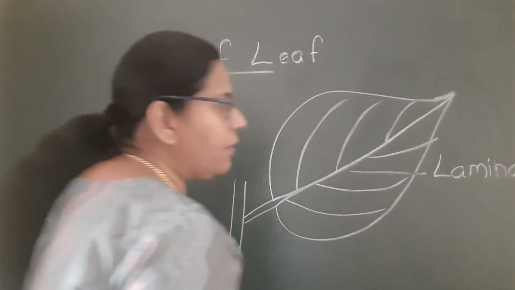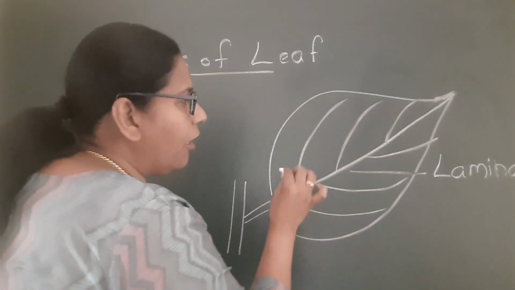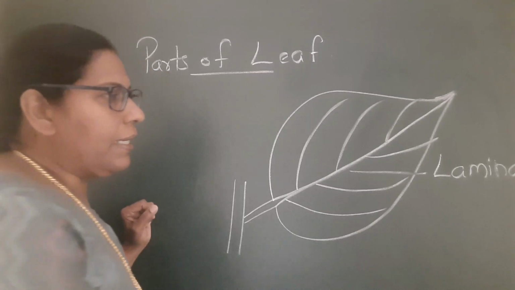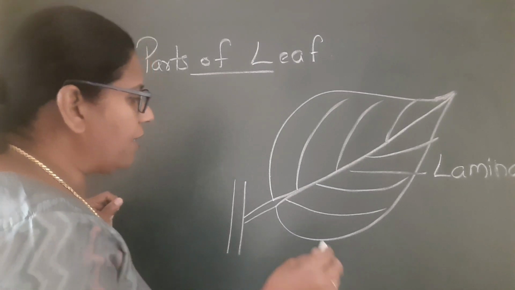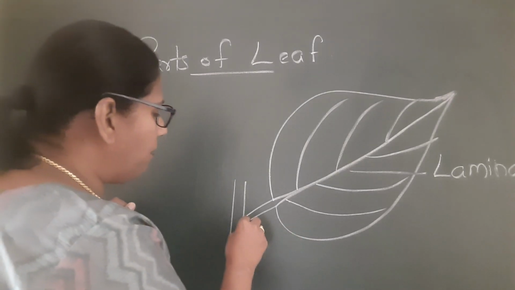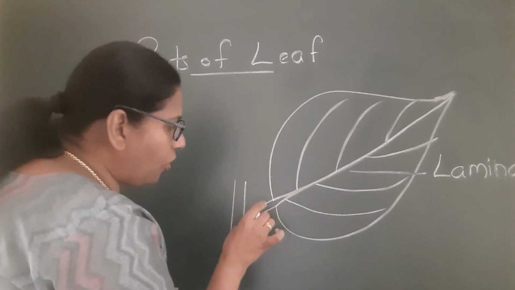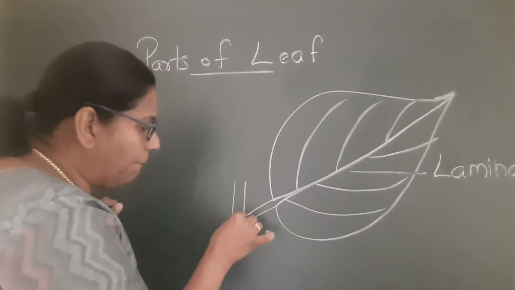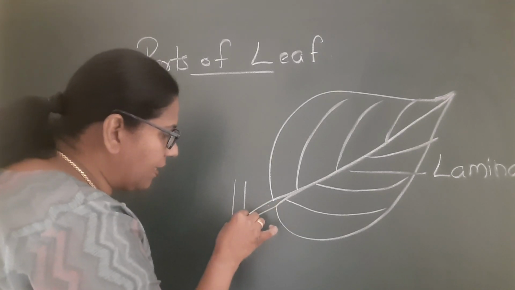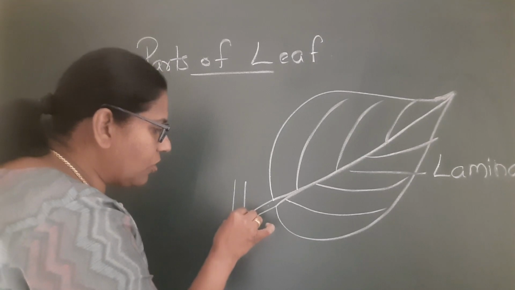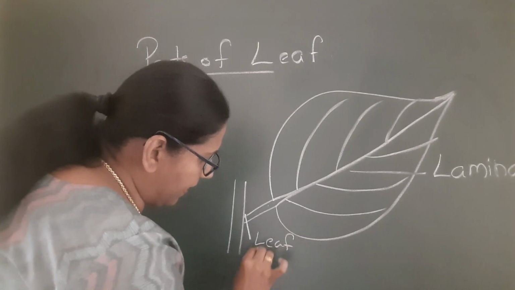Lamina or leaf blade. This broad, green, flat part is called lamina or leaf blade. Then the second part is leaf base. The stalk of the leaf where it is attached to the main stem is called leaf base.